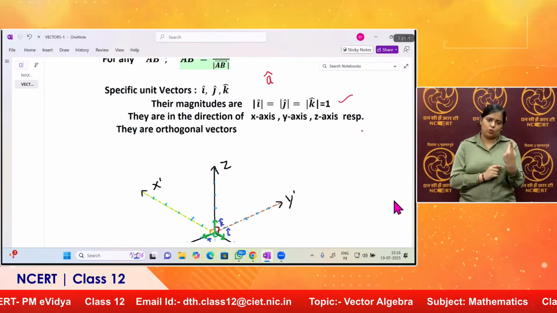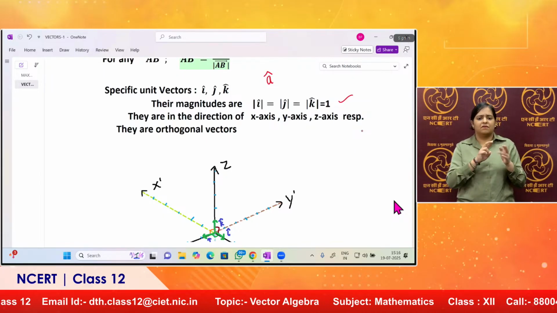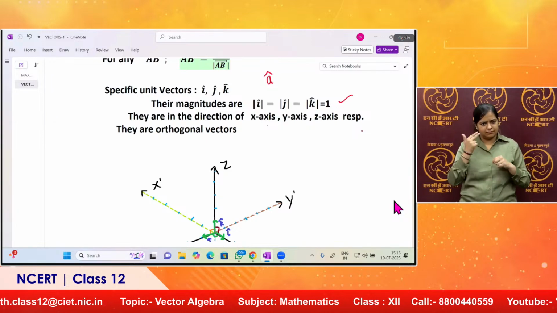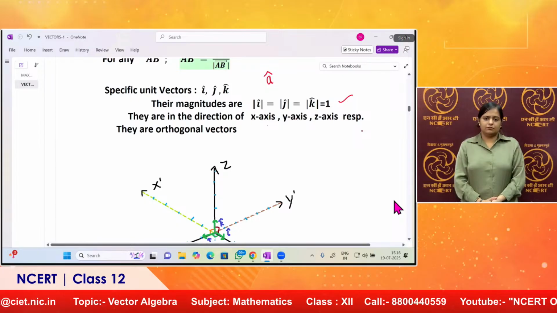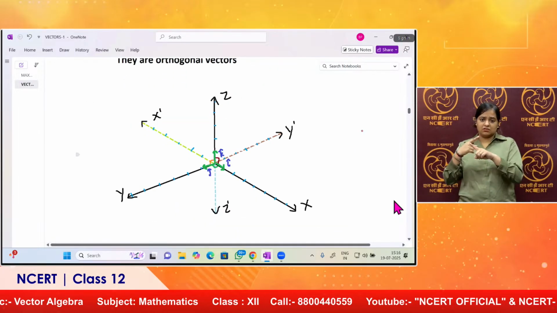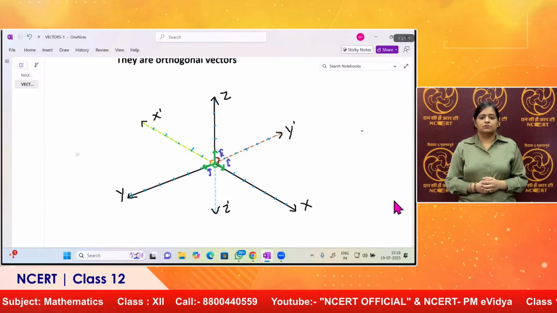That is fine. But they are the specific vectors which are in the directions of the x-axis, y-axis and z-axis of the Cartesian system that we have. We have this three-dimensional system, x-axis, y-axis and the z-axis. So along the x-axis we have this unit vector i.